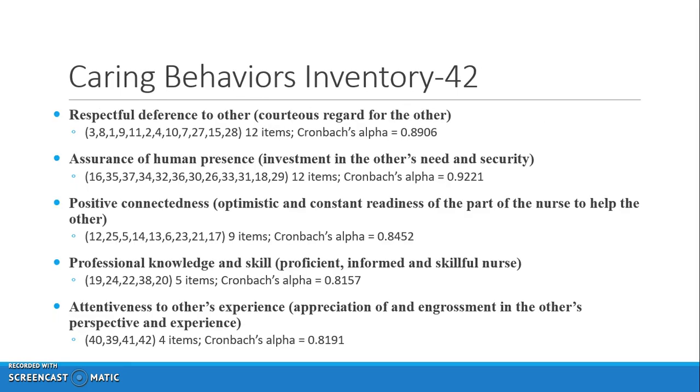Caring Behaviors Inventory 42, obviously there are more versions of this, but this is just the initial Cronbach's alpha. Here you have all of the subscales, which are parts, subconcepts, or factors or domains of an instrument, with the items identified and the Cronbach's alpha, and also the definitions for the subscales.